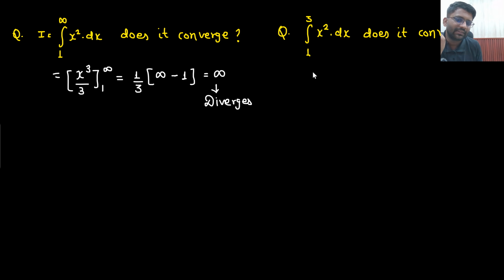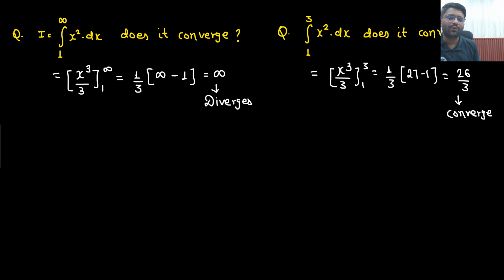And here what will be the answer? Here the answer will be x to the power 3 by 3, limit going from 1 to 3. So 1 by 3, 3 to the power 3 is nothing but 27, minus 1. What is the answer? 26 by 3. That means it is converging.